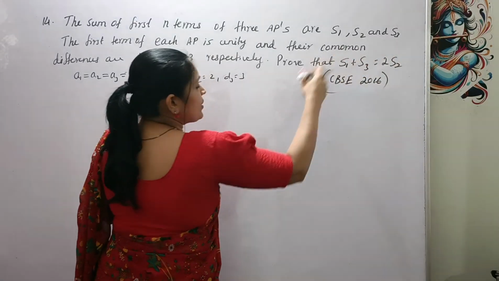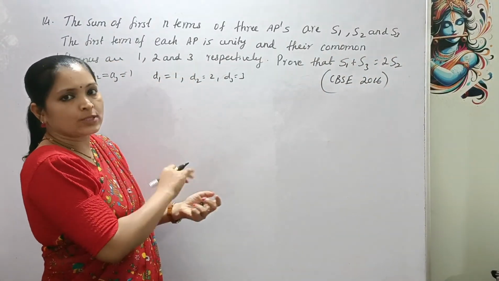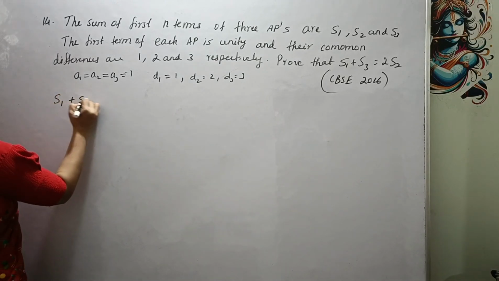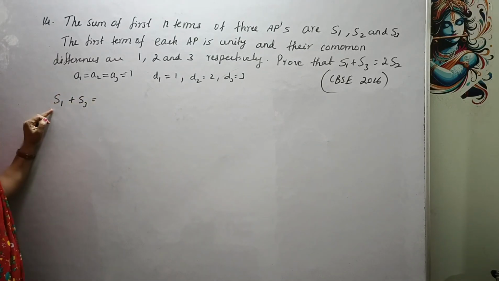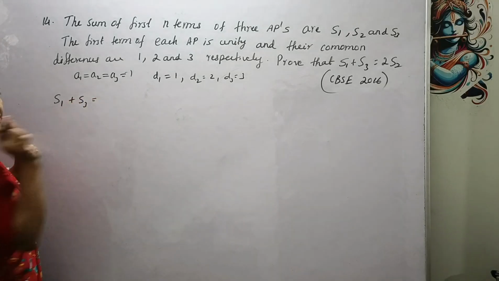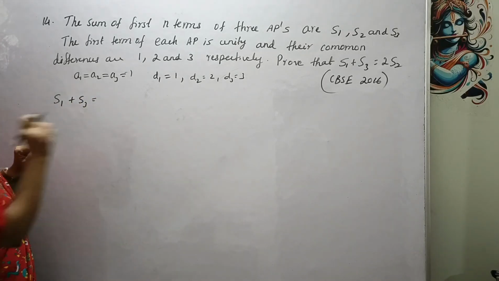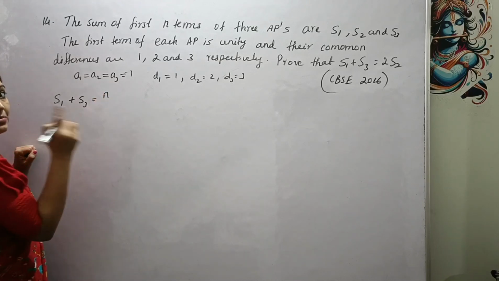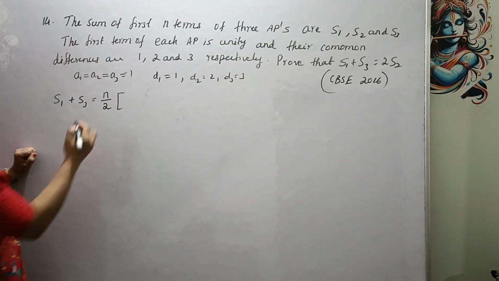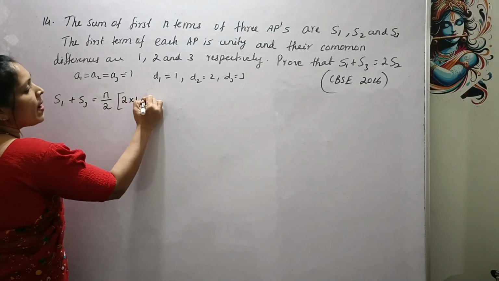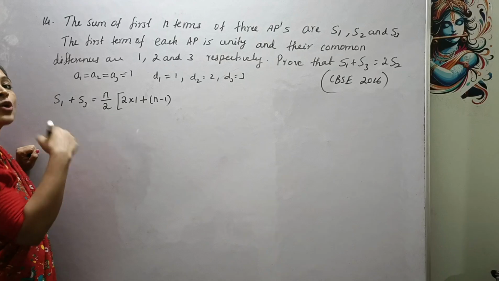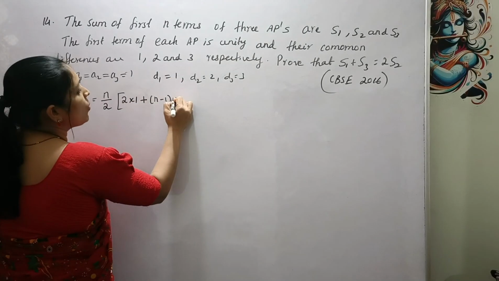So first of all, let's find the LHS, that is S1 plus S3. What is S1? Sum of first n terms of the first AP. How many terms? n terms. So n by 2 into 2 into the first term, that is 2 into 1, plus (n minus 1) into D, that is the common difference of the first AP, that is 1.